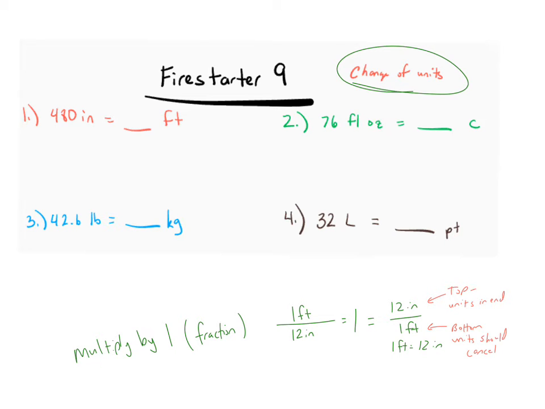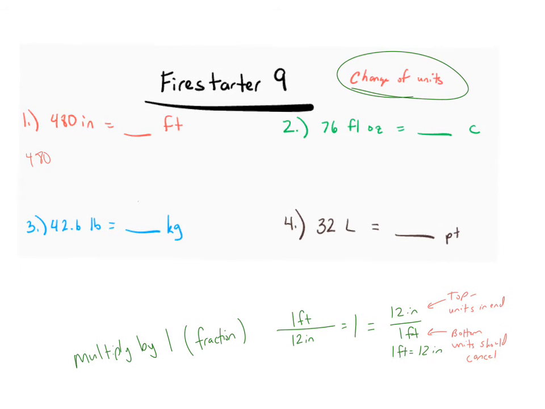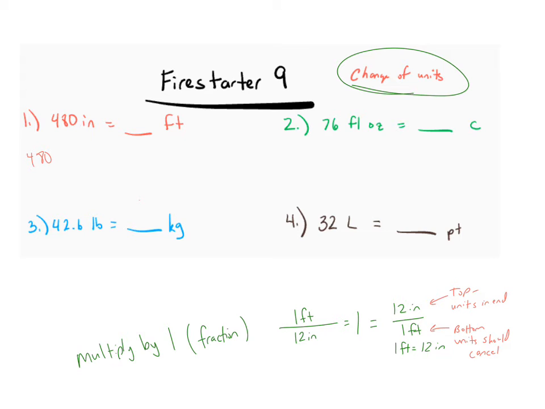Alright, so when I go to number 1, I have 480 inches equals how many feet? Well, I'm going to take 480 inches, and I'm going to multiply it by something. Now remember, this right here has to equal 1. And I want inches on the bottom because I want them to cancel. I want feet on top because I want to end with feet.